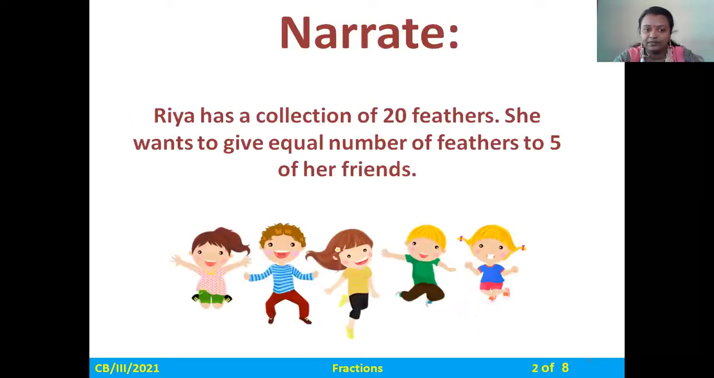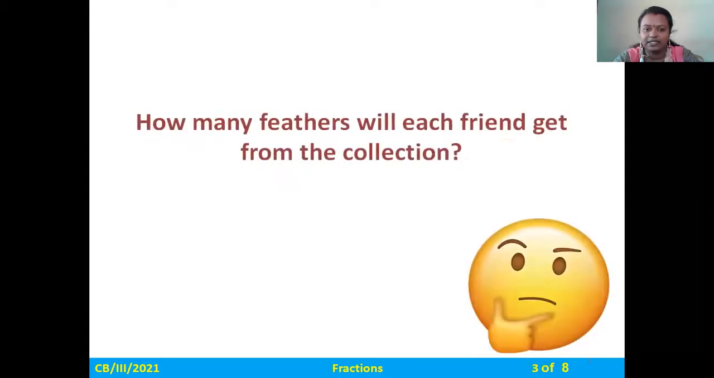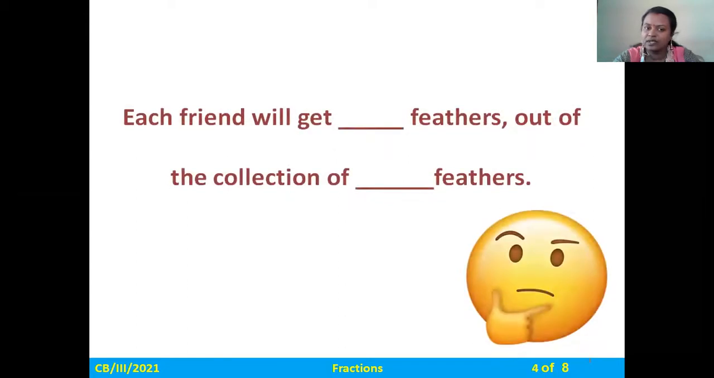Let's go back to the question. It says there are total 20 feathers and we have to divide them equally to 5 of her friends. Absolutely right. We would divide 20 by 5. We get the quotient as 4. So that signifies that every friend would get 4 feathers. So let us see more in details. Yes, it's 4. So each friend will get 4 feathers out of the collection of 20 feathers.